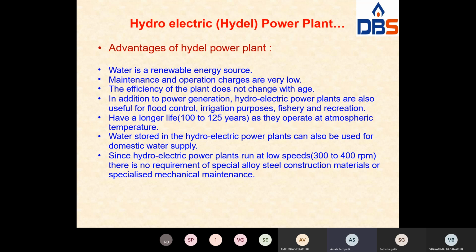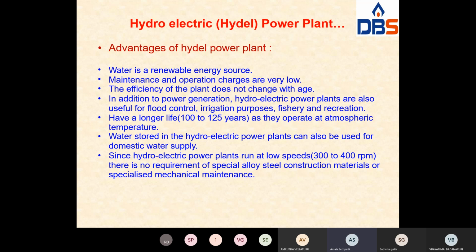Okay, water stored in the hydroelectrical power plants can also be used for domestic water supply. So this reservoir water may also be used for domestic supply. This is also one advantage. Since hydroelectrical power plants run at low speeds, 300 to 400 rpm, there is no requirement of specially alloyed steel construction materials or specialized mechanical maintenance.